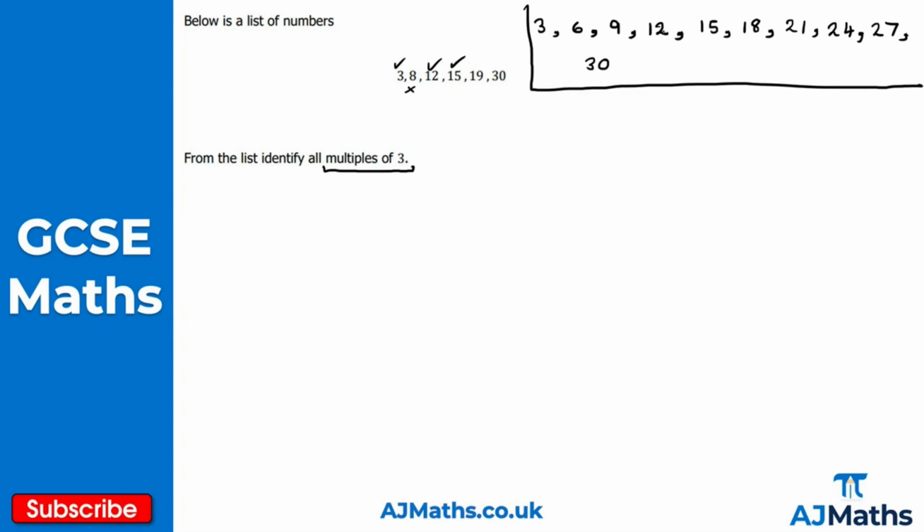I've got 19 here, we have no 19, so we don't include that. And then finally we've got 30 here, and we've got a 30 there, so we include that. So in that case, we've got 4 options here. Well, we want all the multiples, so we need to jot them all down here. So I've got 3, 12, 15, and 30 then. Okay, so 3, 12, 15, and 30 gives us all the multiples of 3 from that list of numbers there. Okay, and that gives the solution to that question.